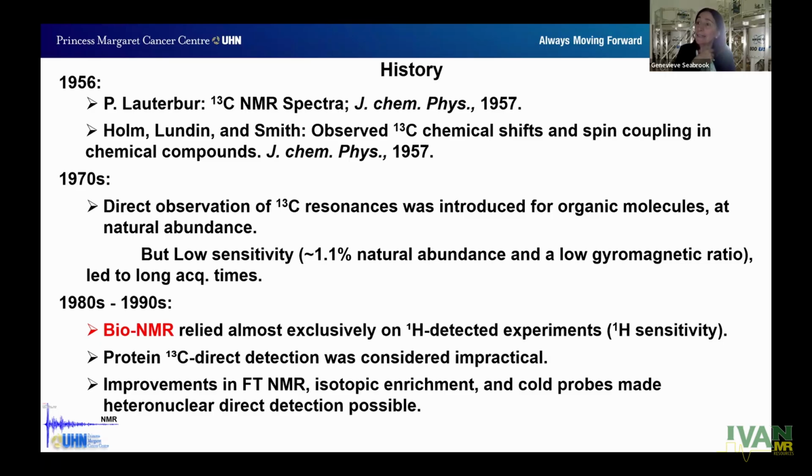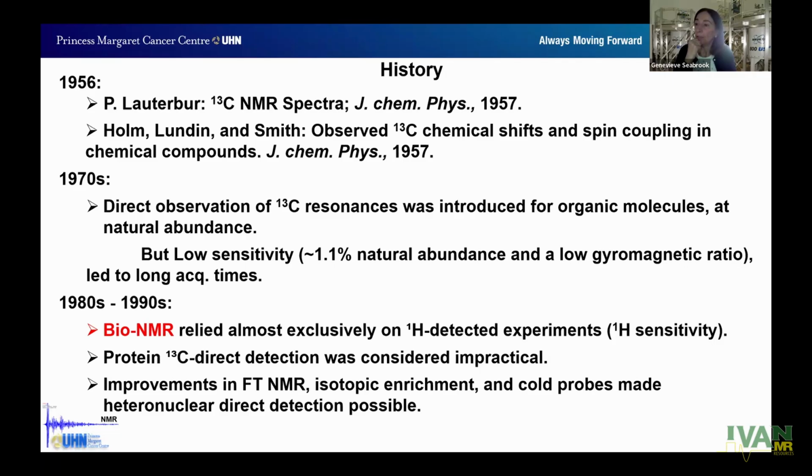Then in the 90s, direct observation of C13 resonance was introduced for organic molecules at natural abundance, obviously. However, the low sensitivity of the carbon, the low natural abundance, and the low gamma led to very long acquisition time. So it's clearly not ideal. But anyway, they were able to observe carbon C13 directly.